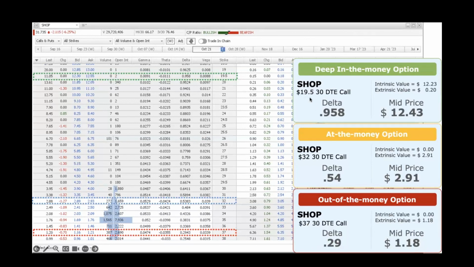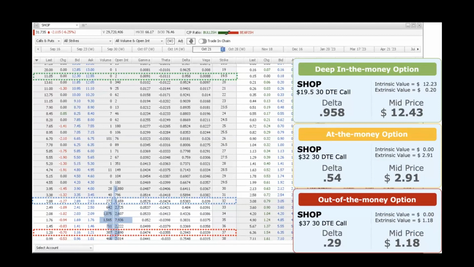The 19.5 option has the highest delta. It's already very, very close to its destination, which is 1. Its mid price is $12.43, and it only has 20 cents of extrinsic value. The vast majority of that option is only intrinsic value, and that's because it's at its destination.